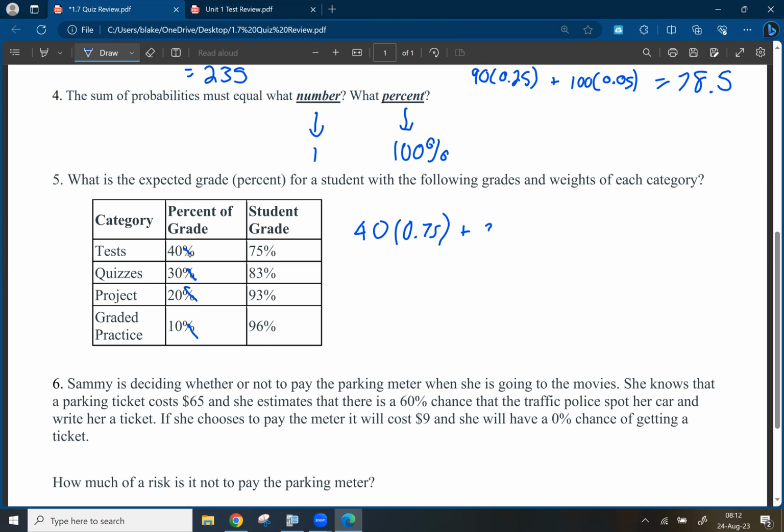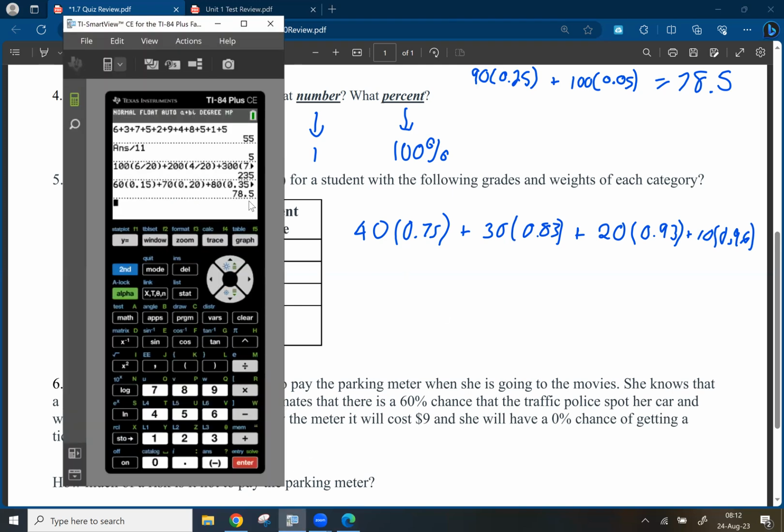And for quizzes, there are 30 points in total. This student has 83% of that category. We have 20 points for projects, and they have 93% for projects. And then lastly, the student has 10 points for graded practice, and he has a 96% with that. I kind of have to squeeze that last part in, but we're going to go ahead and grab our calculator and throw these numbers together. I'm just going to stick with the original table.